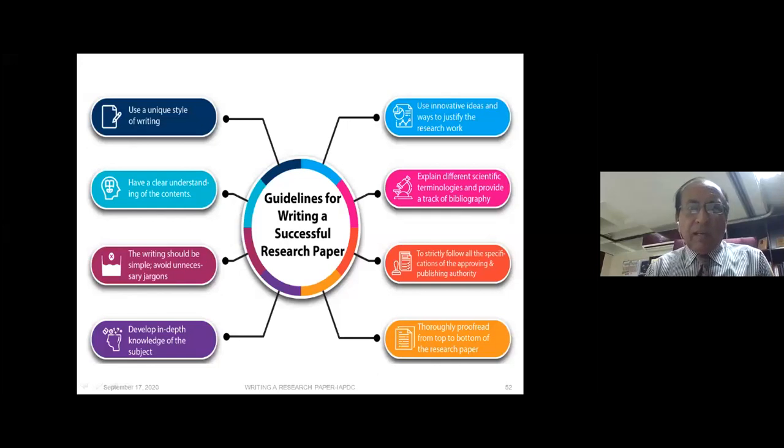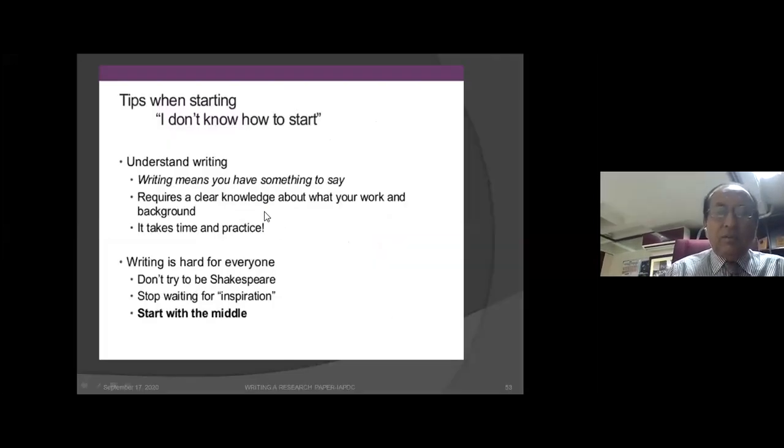Tips when starting. When you feel, or some people say, I don't know how to start, how to go about. So here are tips. Understand writing. Writing means you have something to say. This is the meaning of the writing. So there is no need to be unnecessarily worried or afraid. It requires clear knowledge. If you have something to say, like I'm speaking, I have something to say and I have clear knowledge, then I think that can be written.